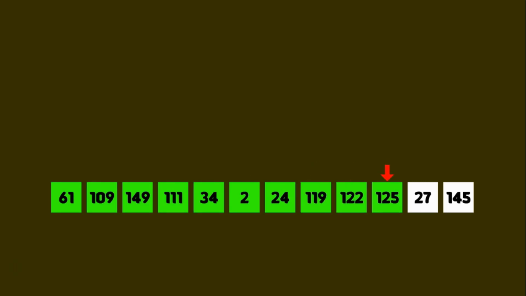Let's get started with the manipulation of the shell sort algorithm. As you see over here, these are the elements present in the array. The most important thing is that we will divide it accordingly. So we have 61, 109, 149, 111, 34, 2, 24, 119, 122, 125, 27 and 145 in our array.